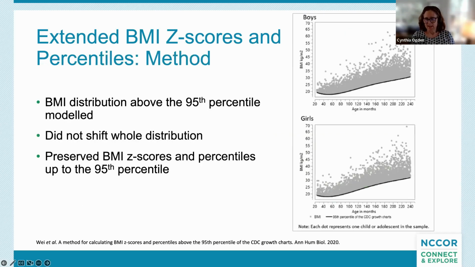On the right side of this slide are graphs that show the empirical data for children and adolescents with obesity that I just mentioned. And the dark lines are the 95th percentiles. So the distribution above the 95th percentile was modeled without shifting the whole distribution. And thus the BMI Z-scores and percentiles up to the 95th percentile were preserved. Next slide, please.